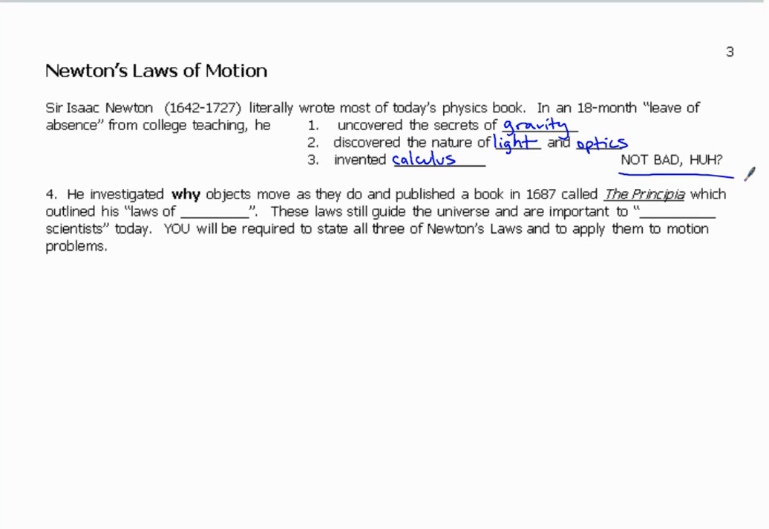Not bad, huh? He investigated why objects move as they do and published a book in 1687 called the Principia, which outlined his laws of motion. These laws still guide the universe and are important to rocket scientists today. You will be required to state all three of Newton's laws and apply them to motion problems.